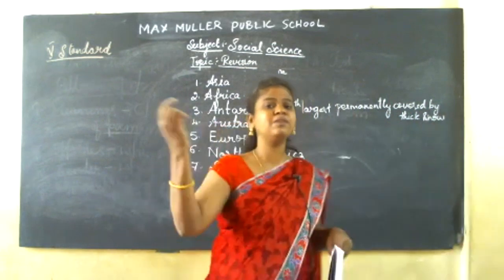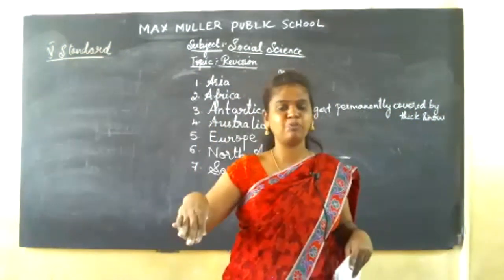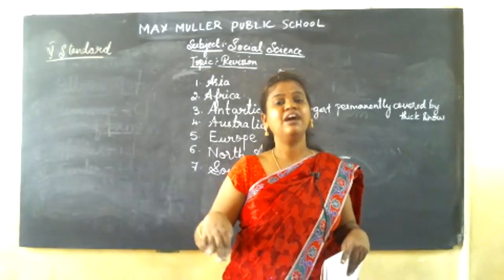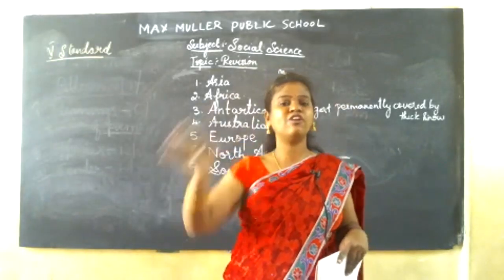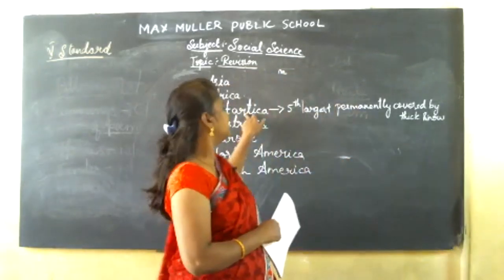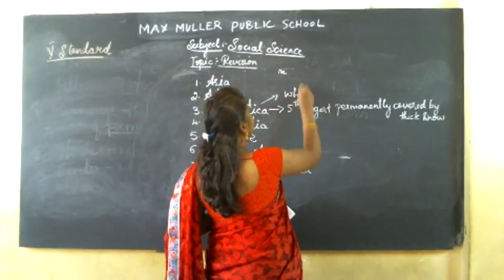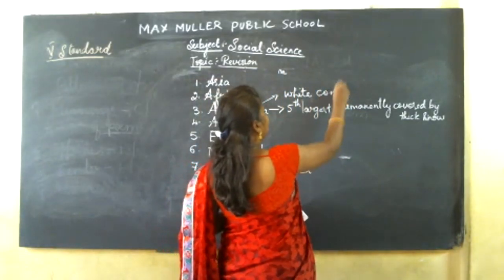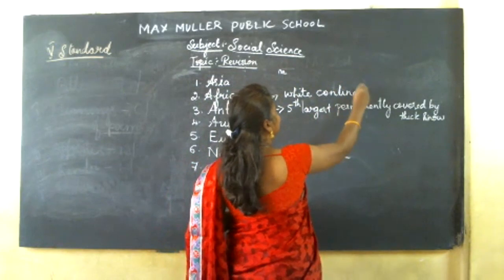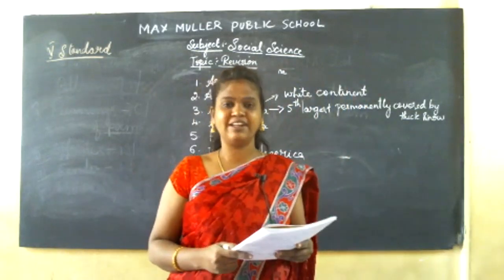When you view from the Earth, what happens? The North Pole and the South Pole will be covered by ice. So you can just see the whole continent with white color. So that is why Antarctica is known as what? The other name? White continent. So that is why here Antarctica is called as white continent.